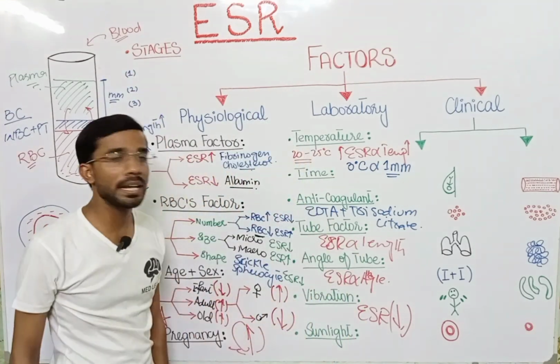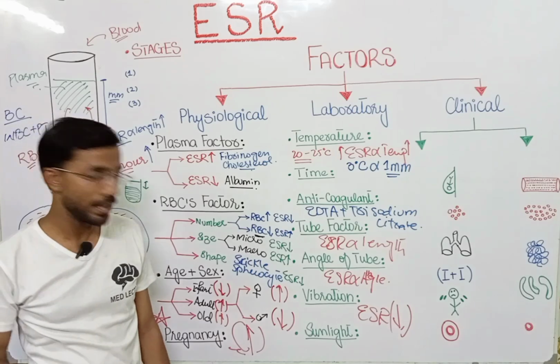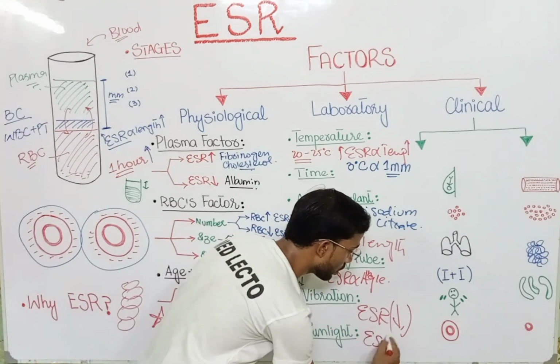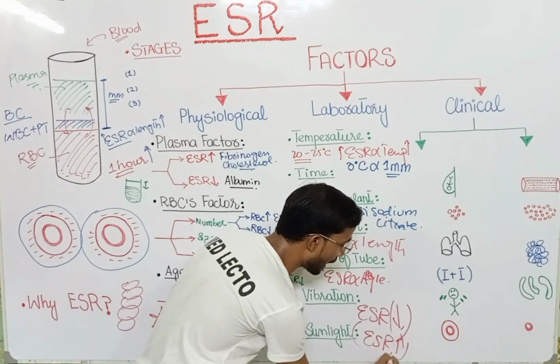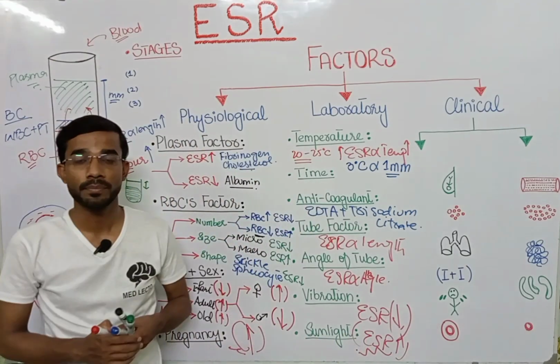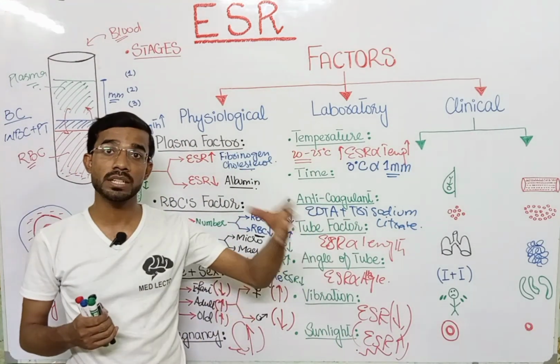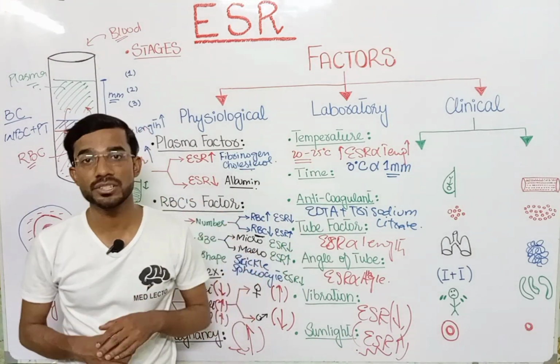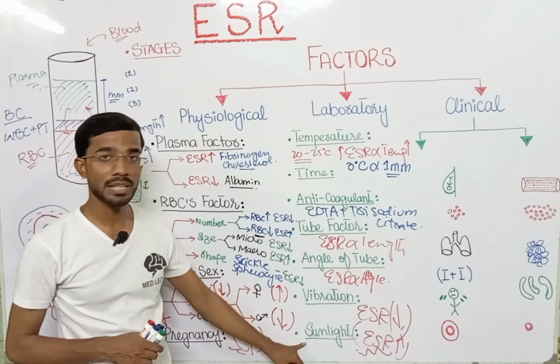Okay. Next is sunlight. Sunlight increases the ESR, because sunlight provides heat, and in the heat the RBCs start settling faster.